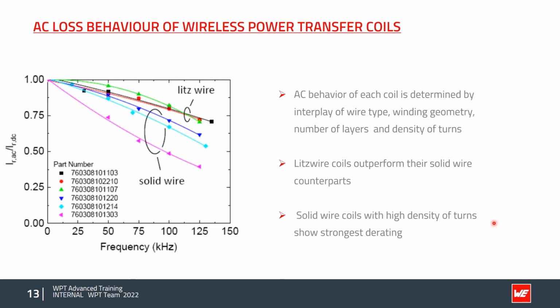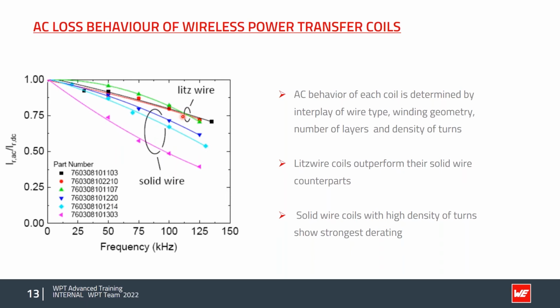Now let's have a look at the AC loss behavior of wireless power transfer coils. As you can see here, we have the rated current, the AC current and the DC rated current. The relation of this is called the derating. On the x-axis, we have different frequencies. The derating for Litz wire is not so high compared to the derating of solid wire. So this is the proof that the Litz wire is better and outperforms its solid wire counterparts.